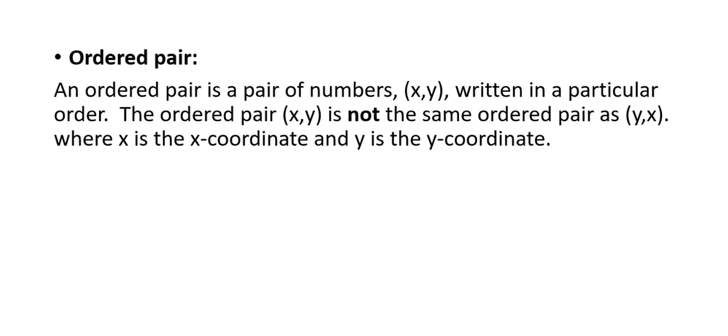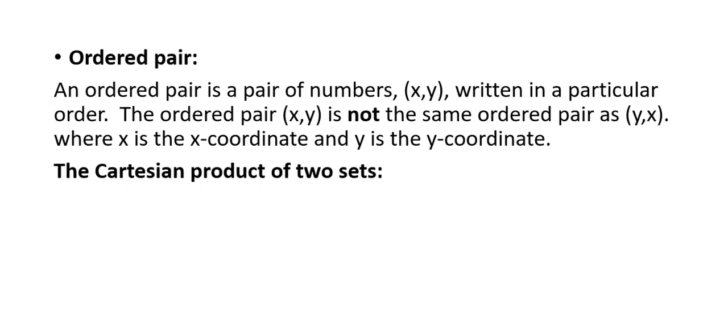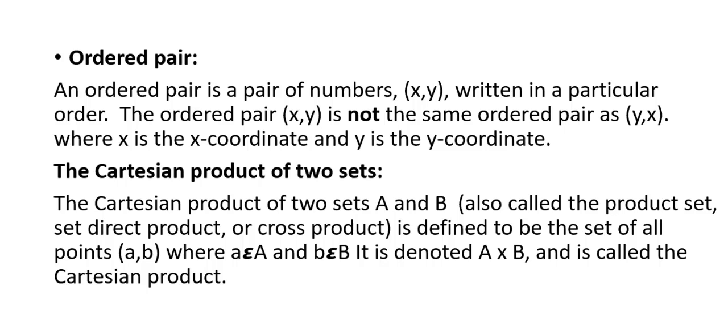So we are moving on to the Cartesian product of two sets. For that we need to know the ordered pairs first. So what is a Cartesian product? The Cartesian product of two sets A and B, also called the product set, direct product or cross product, is defined to be the set of all points (a, b) where a belongs to A and b belongs to B. It is denoted by A multiplied by B and is called the Cartesian product.